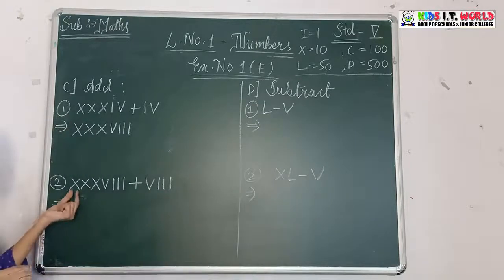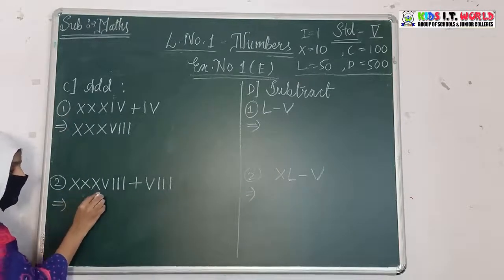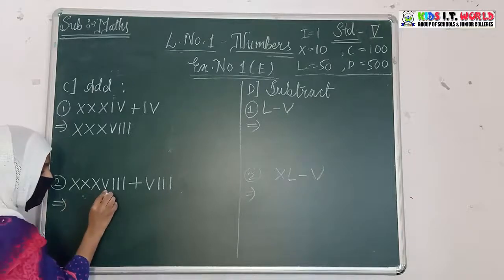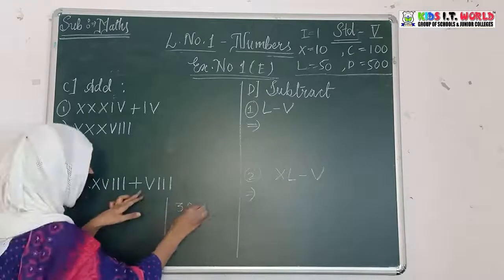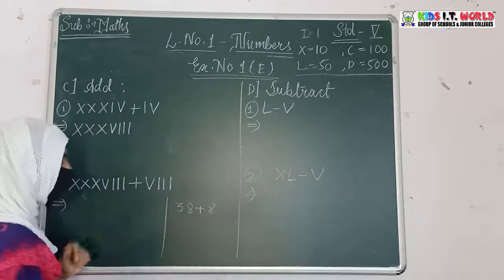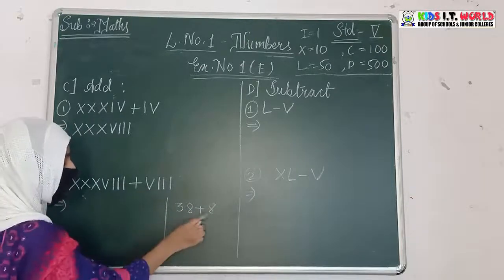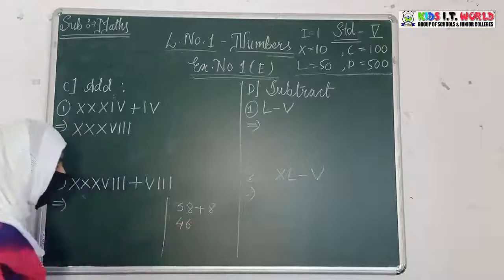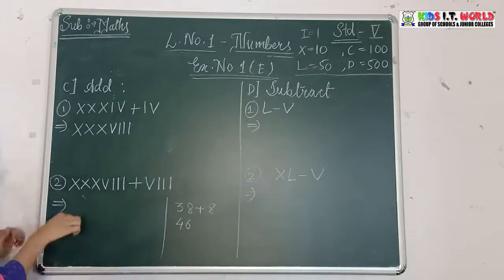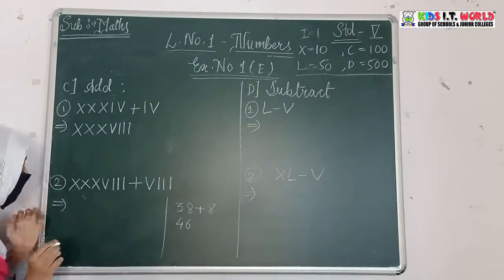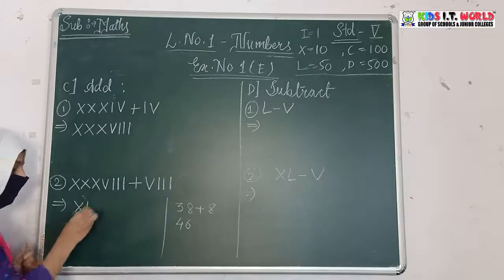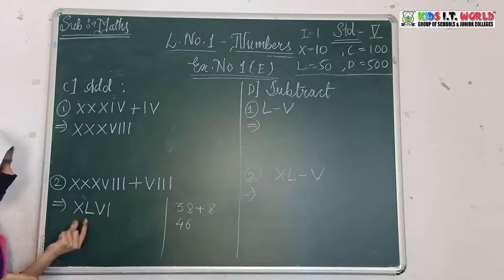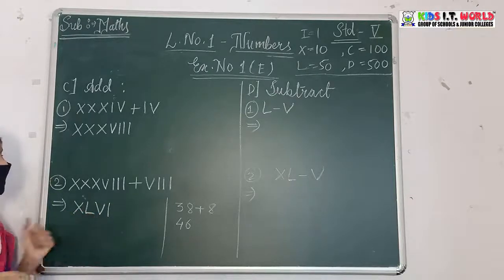Now the next one. X plus X plus X means it is 30, and this is 8. So it is 38 plus 8, which is 46. Now convert this 46 into Roman numerals. How will you write the 40? XL. This is 40. And VI, this is 6. So our answer is XLVI.